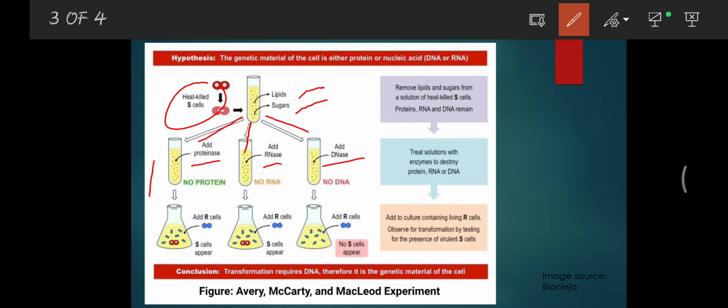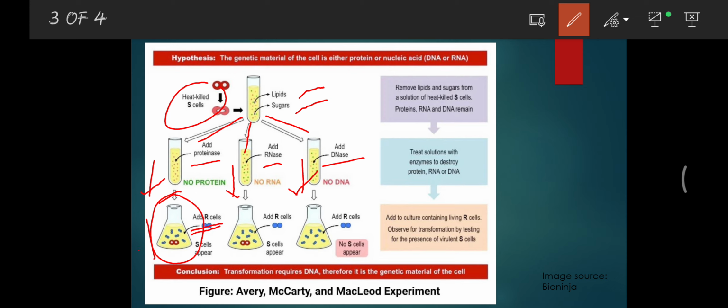Then these three separate solutions were mixed with the culture medium containing live R cells. Then they observed the results. In the first solution, S cells appeared, according to Griffith. That means some transforming factor was transferred from dead heat killed S cells to R cells to turn them into S cells, as we have already seen. So in the first solution S cells appeared.